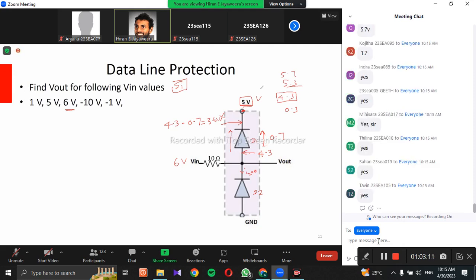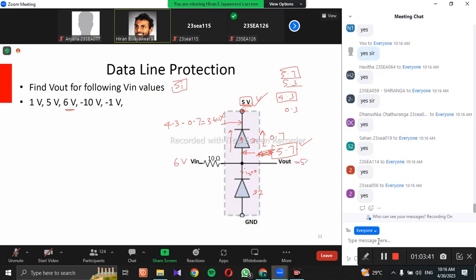Right. So in order to get 5 volts here, with this one forward biased, you need to have 5.7 volts. So let's say we have 5.7 here. You drop 0.7 through this one, you get 5 volts. So this could be 5.7. Is it clear to you? So then Vout is 5.7 in this case.